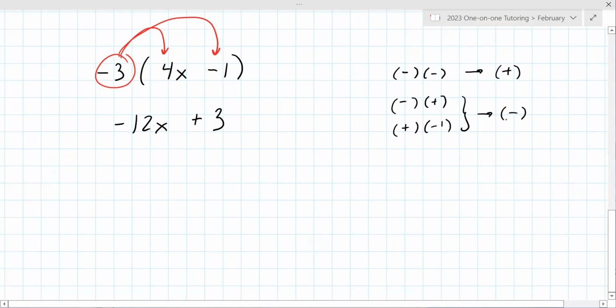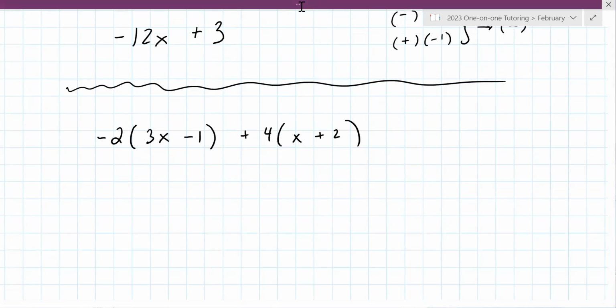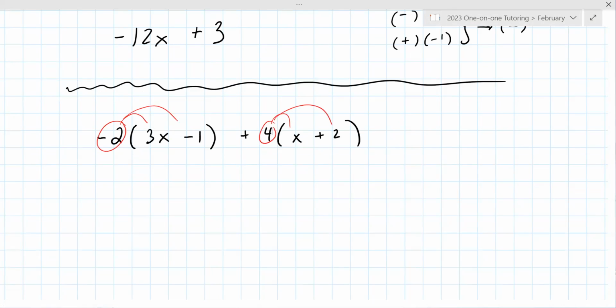Okay, so let's try kind of like a synthesis problem here. Let's say it's -2 times 3x minus 1 plus 4 times x plus 2. So you're going to distribute both of them separately and then bring them down. Yes, exactly. But you don't have to multiply 1 over both of them. No, no.